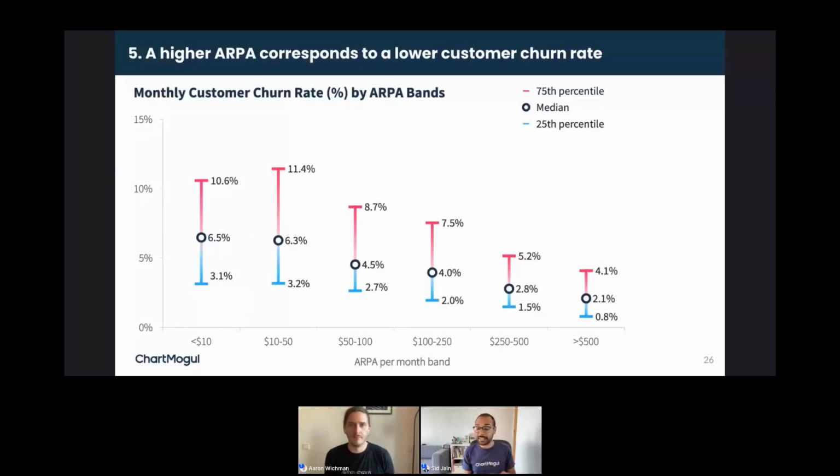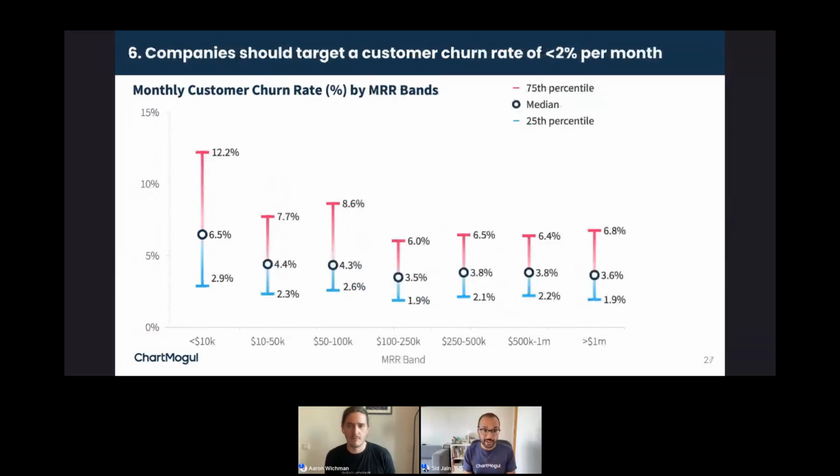So let's shift gears a bit and move on to churn. This chart shows you the monthly customer churn rate split by different ARPA bands. Again, on the top is the 75th percentile, in the middle is the median, and at the bottom is the 25th percentile. So the key takeaway here is that at higher ARPAs, customers tend to churn much less compared to lower ARPAs. The next chart shows you, again, the monthly customer churn rate, but now split by MRR bands.